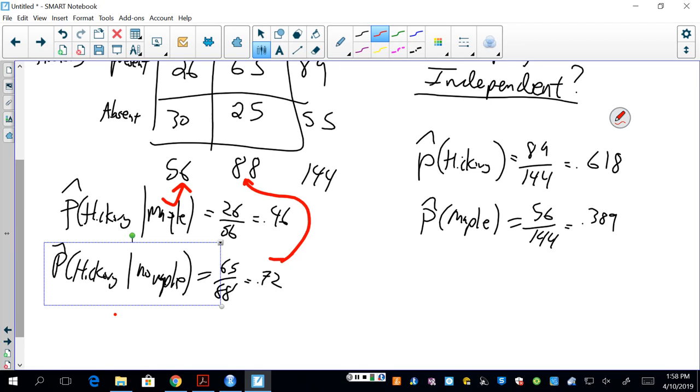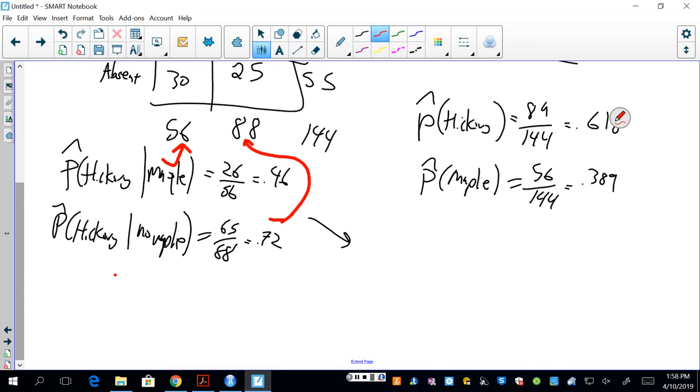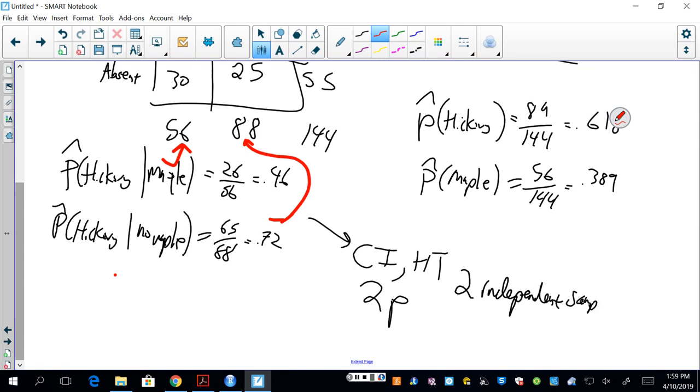So yeah, there's these two proportions, right? So based on that, what could we do if you wanted to do inference? You could do a 2-sample proportion test. You could do a confidence interval. These numbers could lead to a confidence interval or a hypothesis test using two samples, two tests for 2 proportions, 2 independent samples, and you can try to come up with some conclusion. But it looks like they're not independent.